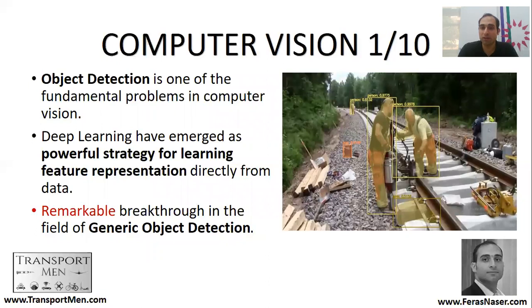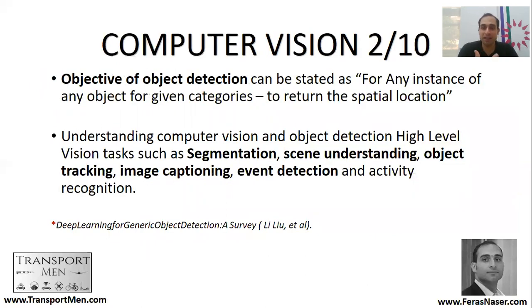So what object detection models do is detect several objects in an image, locate them and classify them, which is different from locating a specific object. In a quick definition, what's the objective of object detection? For any instance of any object in given categories, to return a spatial location. So for given categories, you will be giving certain categories for this object detection model to detect within an image.